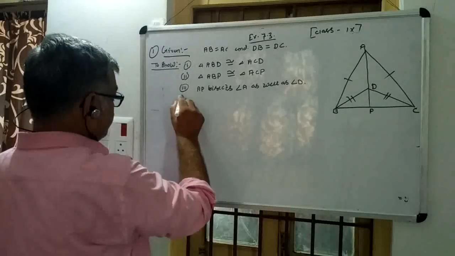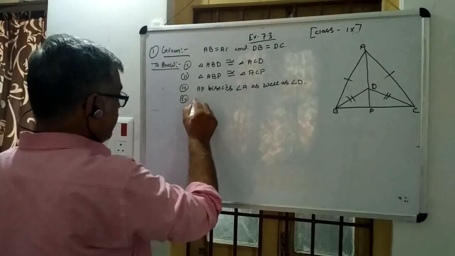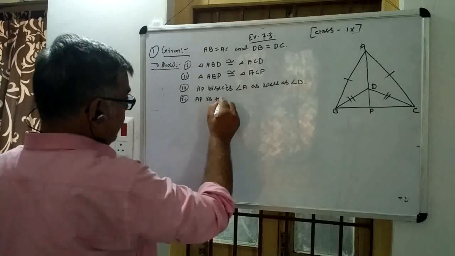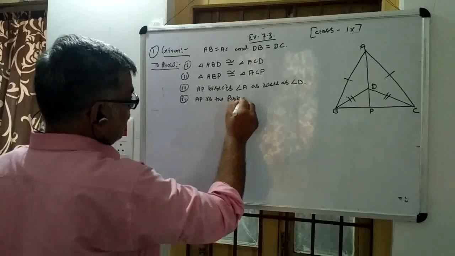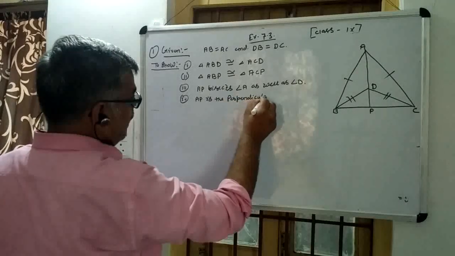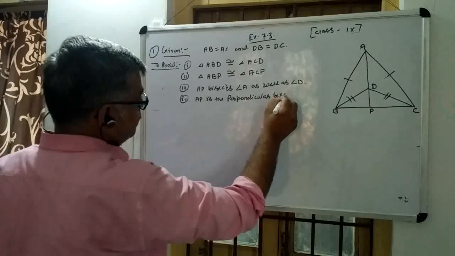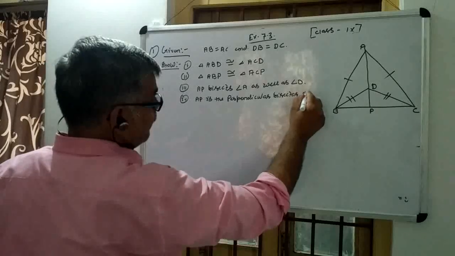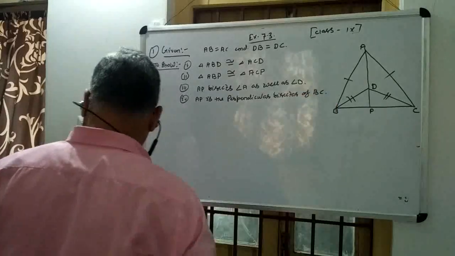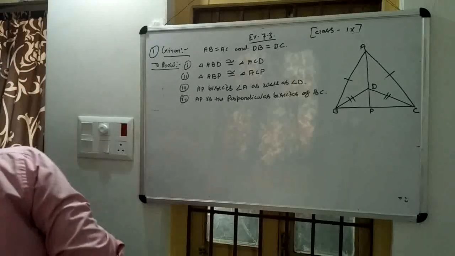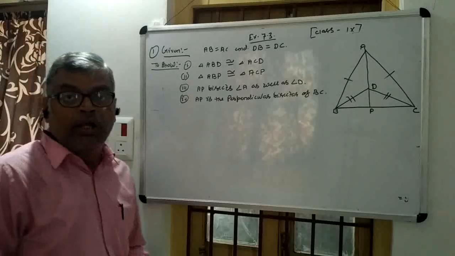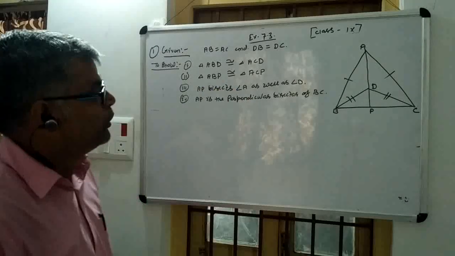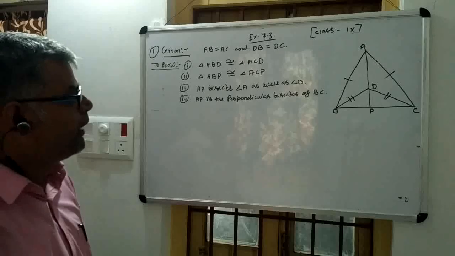Now fourth, AP is the perpendicular bisector of BC. AP is the perpendicular bisector of BC. These four parts of this question are to be solved, so we will solve them one by one.